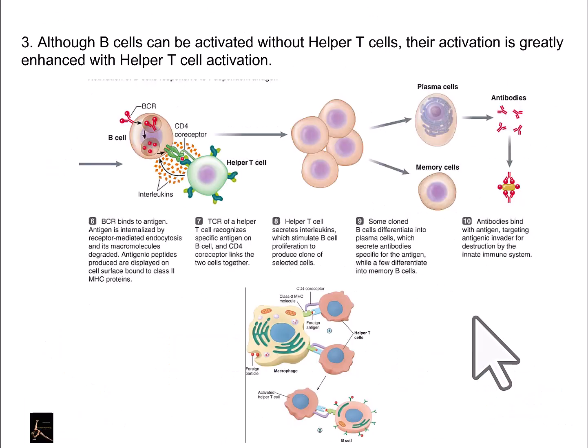Now, B cells can be activated without helper T cells. However, their activation is greatly enhanced with helper T cell activation, because helper T cells are going to release different substances that are going to enhance the activation of B cells, becoming memory cells and plasma cells.